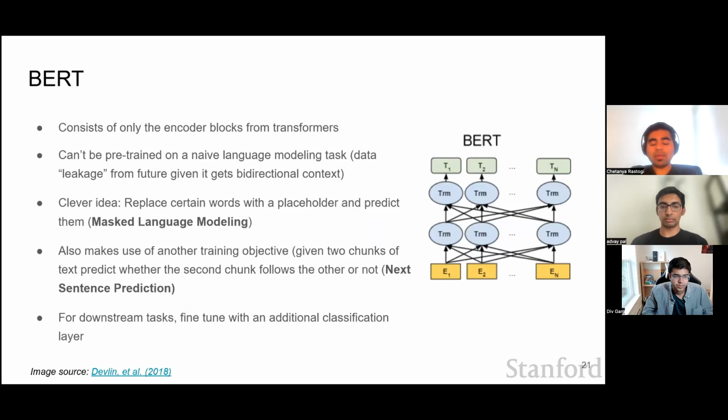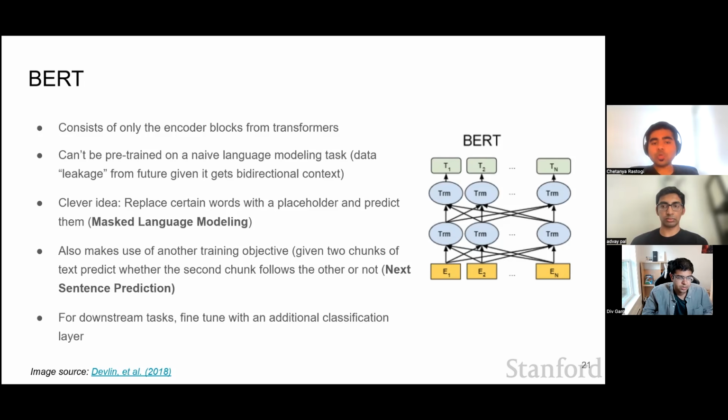Another major model that came out that was based on the Transformers architecture was BERT. BERT is an acronym for Bidirectional Encoder Representations from Transformers. It consists of only the encoder blocks of the transformers, unlike GPT-3, which had only the decoder blocks. Because of this change, there comes a problem: BERT sees the entire piece of text, so it cannot be pre-trained on a naive language modeling task because of the problem of data leakage from the future. So the authors came up with a clever idea, a novel task called masked language modeling, which replaces certain words with a placeholder, and then the model tries to predict those words given the entire context.